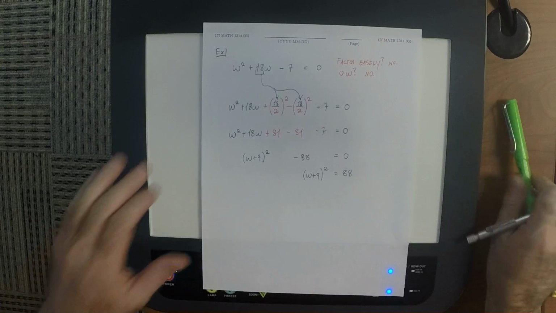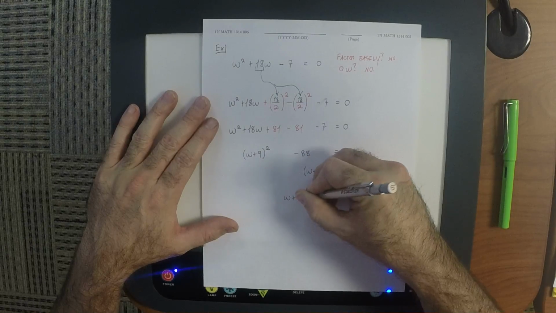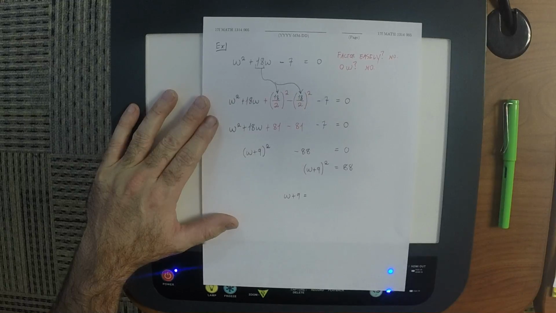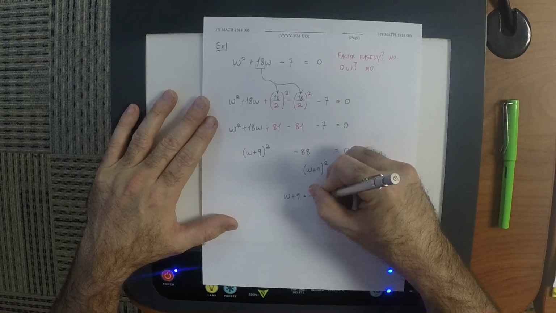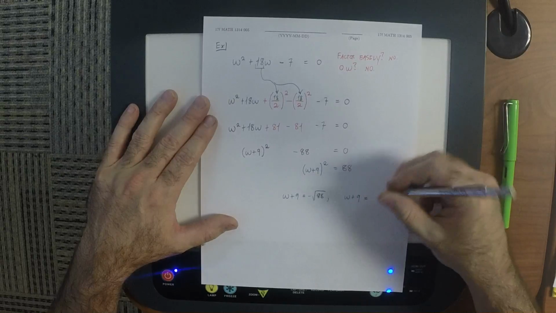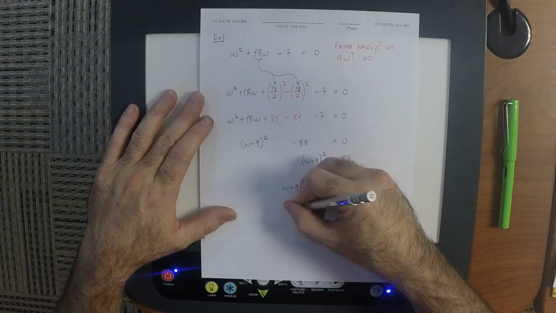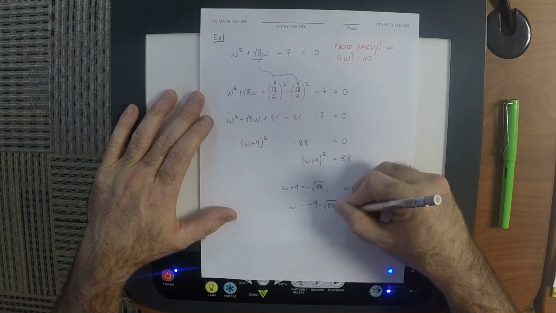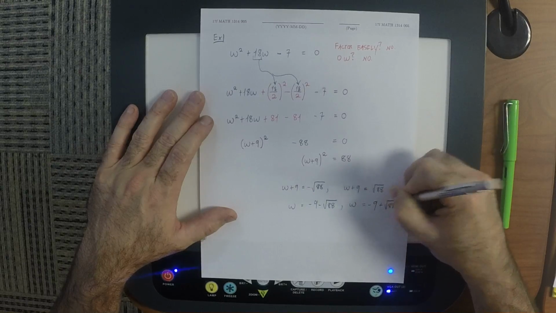And now this is an equation that's in that form that we know how to deal with radicals. Okay, so then there's 2 possibilities. W plus 9 is, what's one of the possibilities? What is it? Negative square root of 88. And what's the other possibility for w plus 9? Positive square root of 88. Then w could be negative 9 minus square root of 88, or w could be negative 9 plus the square root of 88.